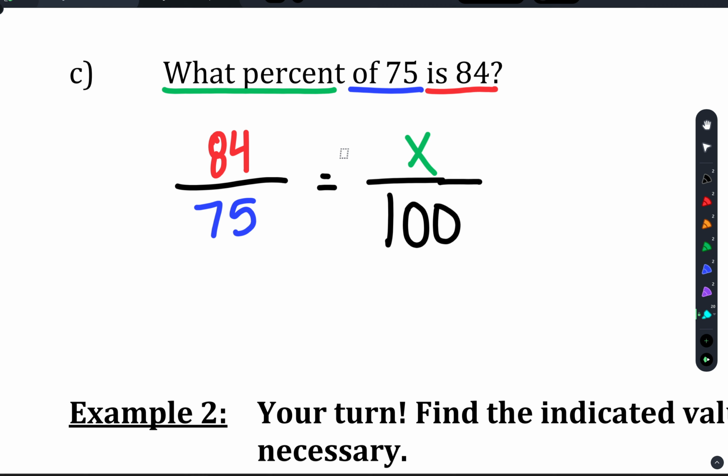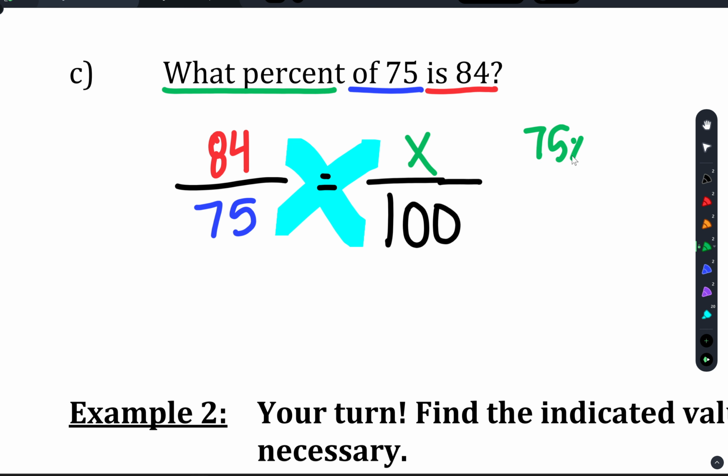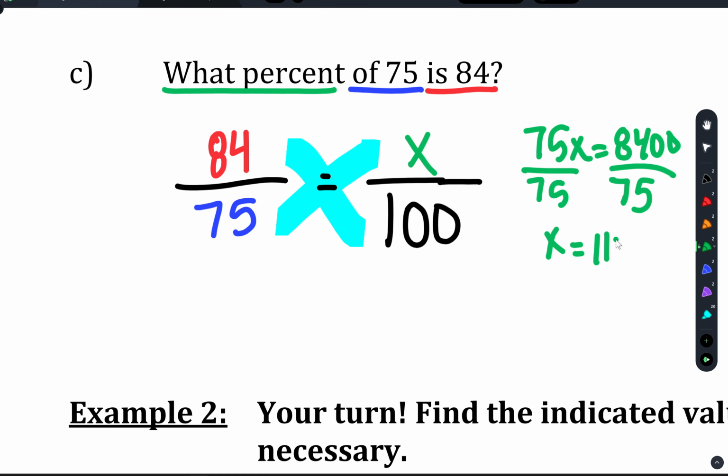Cross multiply. I have 75x equals 8400. Divide both sides by 75 to get x equals just about 112. And I know that's a percent. Wait a minute. Miss Lees, you said that percents go up to 100. Why is this one 112? Why is it bigger than 100? Can that be okay? Is that okay that I have it bigger than 100? Why is that the case? Why is that happening?